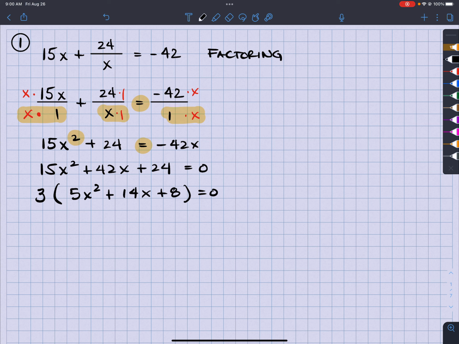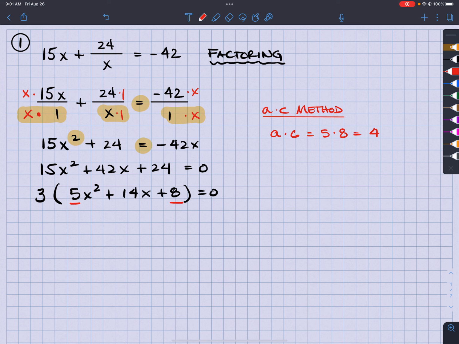So from here, because it's asking me to do factoring, and this is a trinomial, I'm going to go into the AC method. The AC method is where I multiply the A times the C, and that would be here and here, which is 5 times 8, which gives me 40. And then the B is equal to what? The B is this piece right here, which is positive 14.